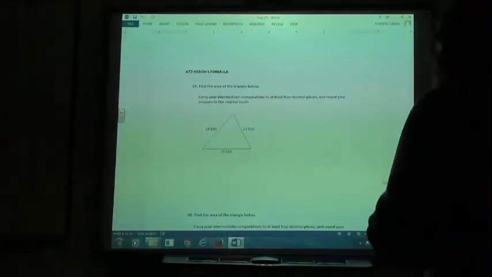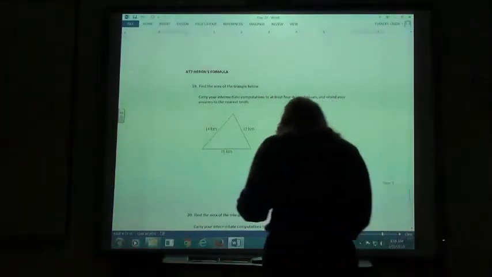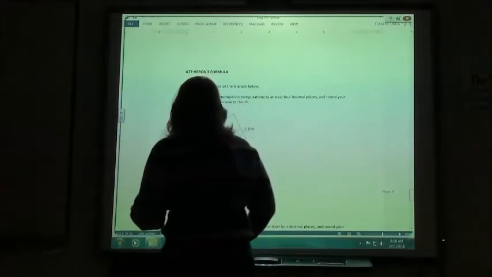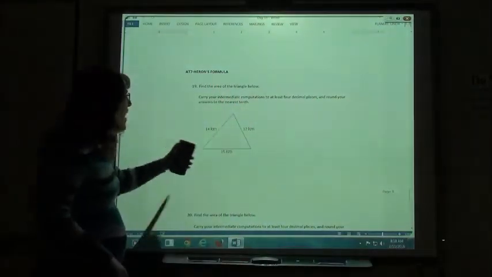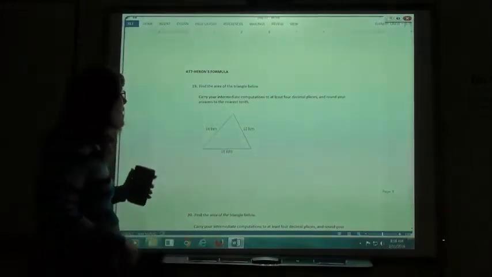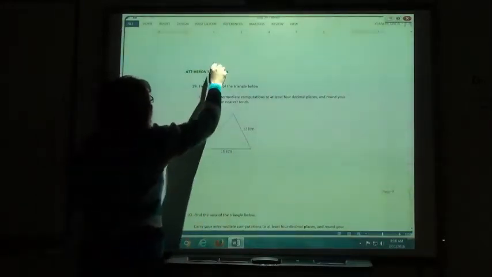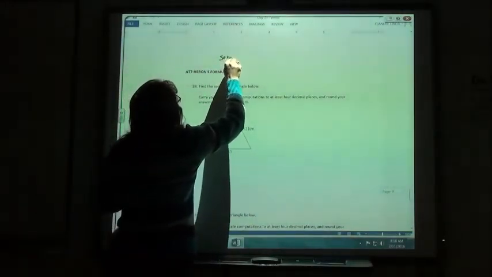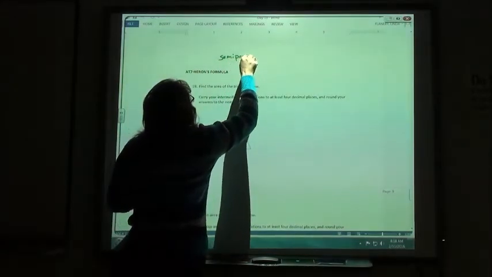And the last three, 19, 20, and 21, are using Heron's formula. Heron's formula is another way to find the area of a triangle if you have all three sides. So the first thing they do is they find what they call the semi-perimeter.